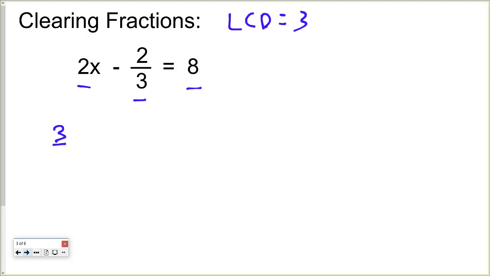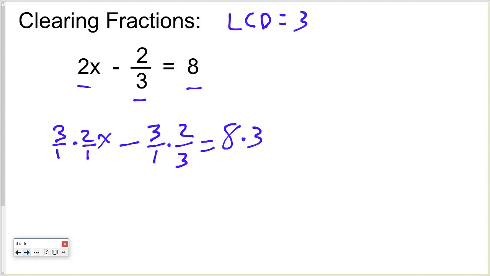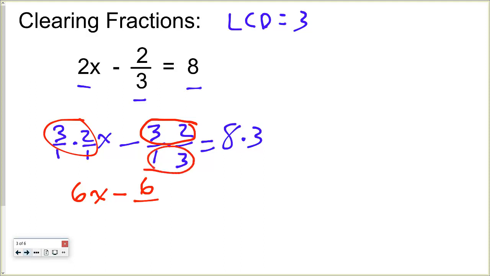So I'm going to write it as 3 over 1 times 2 over 1x. And since those are both over 1, I don't really have to put over 1. Then I'm going to do 3 over 1 times 2 over 3 equals, and on the right hand side I'm just going to show it as 8 times 3. I'm going to multiply the first two here, so 3 times 2 will give us 6x minus, and this multiplication straight across will give us 6 over, and then the bottom that will give us 3 equals, and then 8 times 3 is going to give us 24.